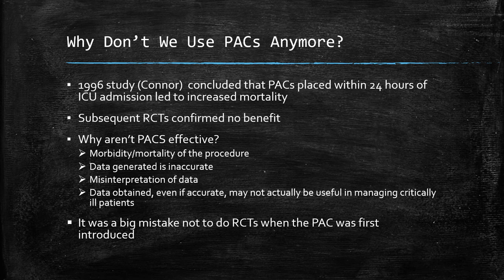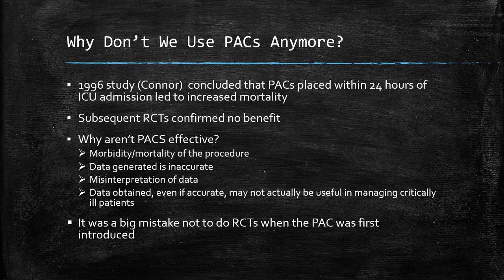Pulmonary artery catheters had a lot of promise to use measured data to select, monitor, and modify therapy in the ICU. However, by the mid-1990s, many ICU doctors doubted the utility of these catheters to improve clinical outcomes. A landmark study in 1996 by Connors concluded that pulmonary artery catheters placed within 24 hours of ICU admission actually led to increased mortality. This study was subsequently confirmed in multiple randomized controlled trials, and none of these controlled trials ever showed a benefit to the pulmonary artery catheter.